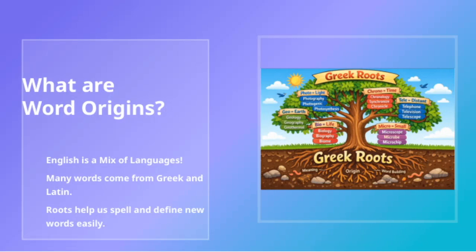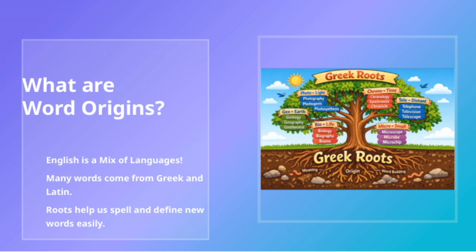Roots help us spell and define new words easily. When we understand where a word comes from, it becomes much easier to figure out its meaning and how to use it. Many words in English actually come from Greek and Latin, which are two very influential languages in the development of many vocabulary words. English is really a mix of languages, reflecting its history of borrowing words from different cultures.